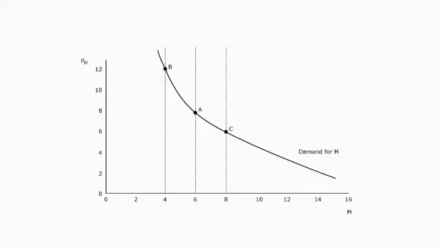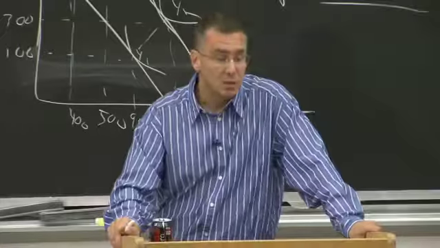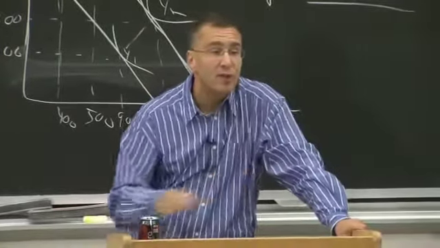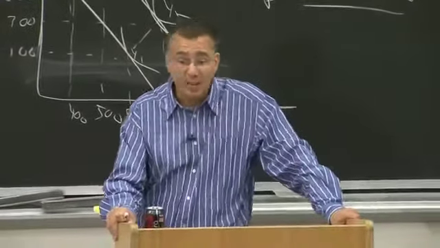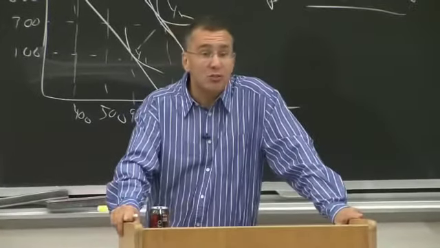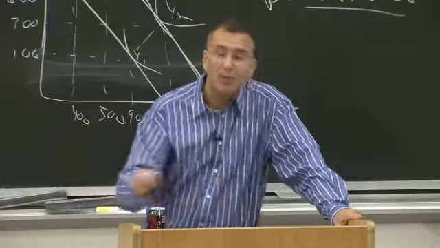When the price of movies rises to $12, your demand for movies falls. You only choose 4 movies. When the price of movies falls to $6, you choose 8 movies. Thus the demand curve. And we're done. That's where demand curves come from. They just come from utility maximization. You take your utility function, you maximize it, given the budget constraint placed on you, and boom, you have a demand curve.